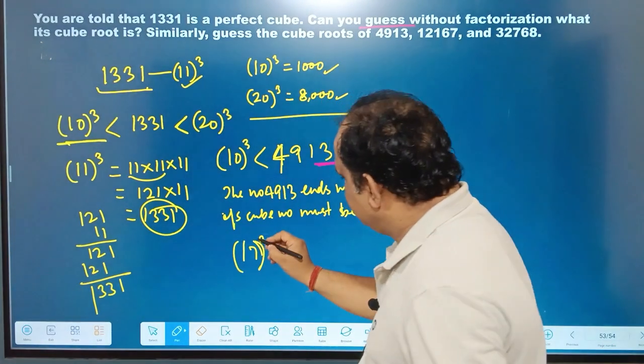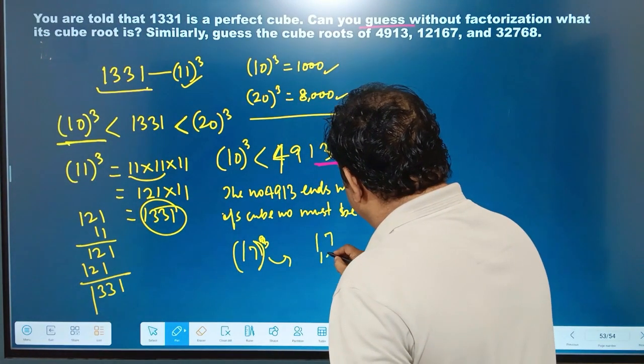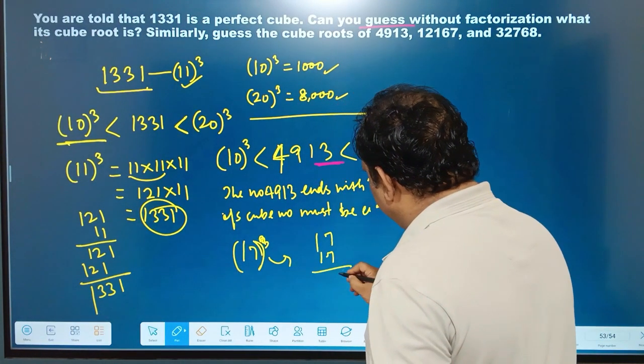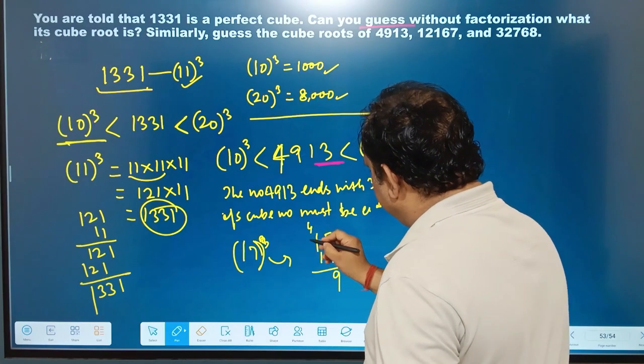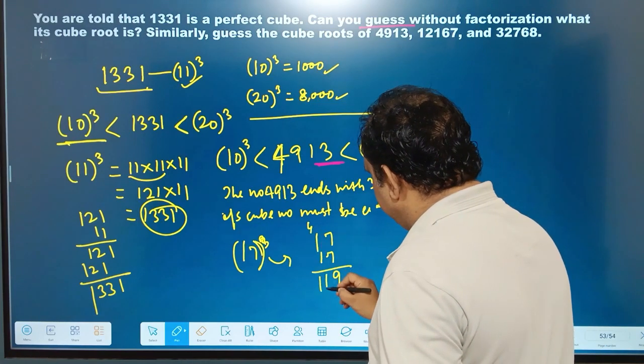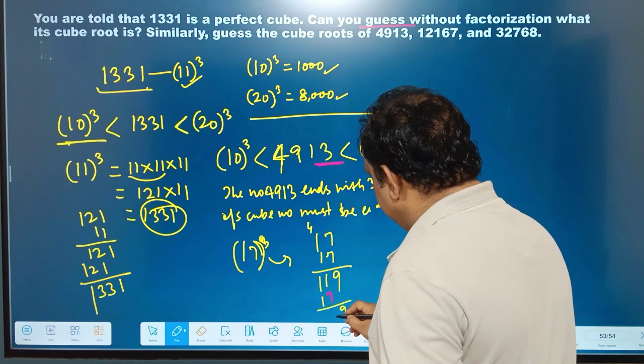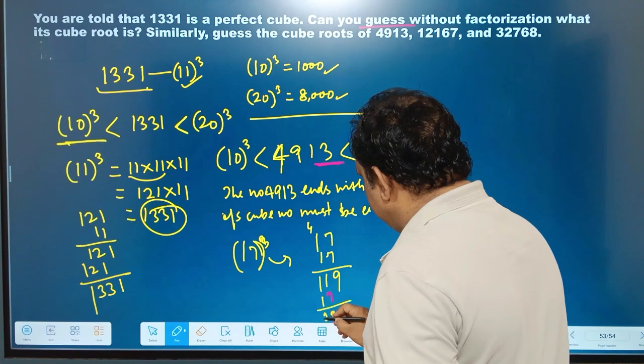We have to find the cube of 17 to verify. So 17 multiplied by 17, if you do, what happens? 7 7s are 49, balance 4. 7 1s are 7 and 4 is 11. Now 7 and this is 1, this would be 9, 7 1 is 8. This is 289, right?